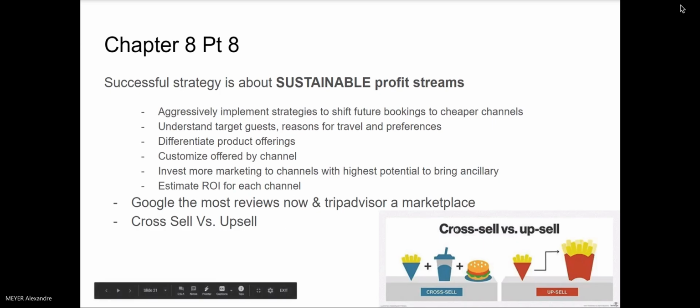Final point I'd like to make is the difference between cross-selling and upselling. Essentially, cross-selling is when you try to add something on. So if you have a guest checking into the hotel and they've just reserved a room, well, if you offer them, say, a breakfast package or the club lounge package to encourage them to spend more, that is an example of a cross-sell.